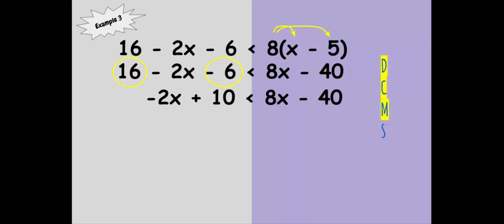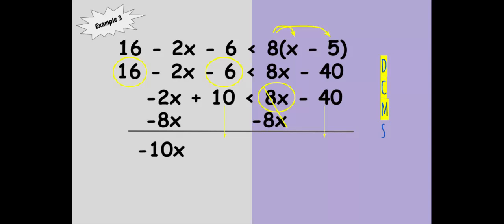Next step, move. M for move letters left. Are there letters on the right-hand side? Yep. We're going to move the 8x over by subtracting 8x from both sides. So you cross it off. You do negative 2x minus 8x, get negative 10x. We're going to bring everything else down. So we get negative 10x plus 10 is less than negative 40.